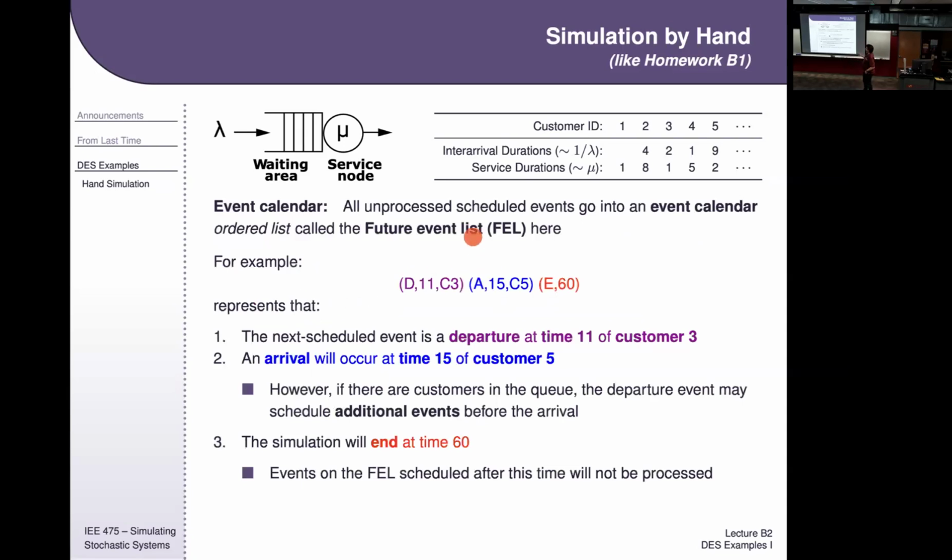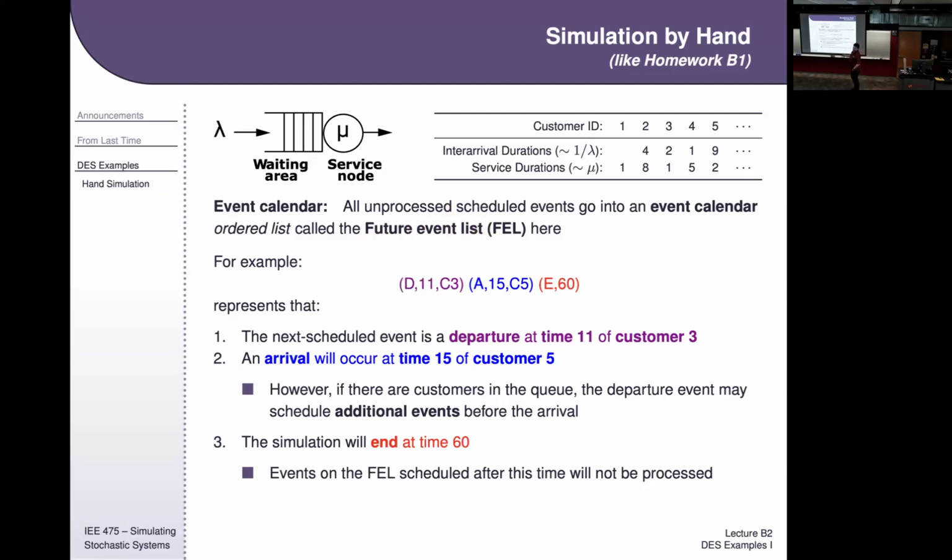In our future event list or event calendar, in Arena, they might call it an event calendar. In MATLAB, I think they might call it a schedule. By the way, MATLAB also is another tool that has a discrete event system simulator inside it. And then in our textbook, they call it a future event list, FEL. But they're all sort of the same.